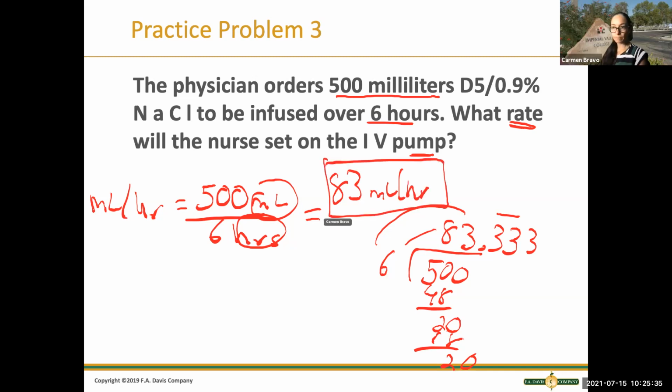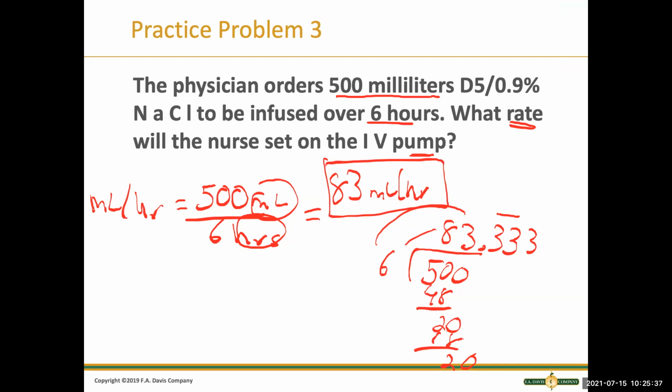So this one was easy because it was already milliliters per hour. So when it's per minute, you need the additional conversion of 60 minutes over 1 hour. Yep. Okay. So 60, 6 times 6.